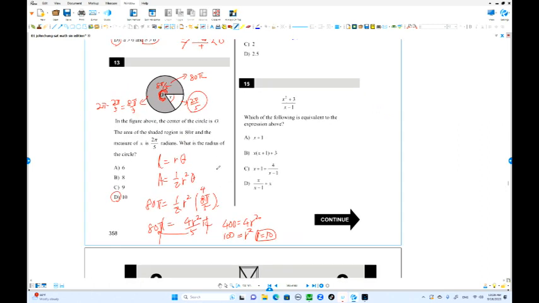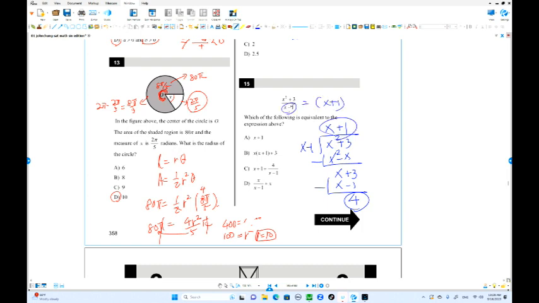Number 15, which of the following is equivalent to the expression above? When you take a look, anyway, we're going to use long division or synthetic, it doesn't matter, okay? I'm going to use the long division. X squared plus 3 over x minus 1. X times x minus 1 is x squared minus x. When you subtract, minus minus x, positive x plus 3. And plus 1 is what? X minus 1, minus, remainder is 4, right? So this is the quotient x plus 1.